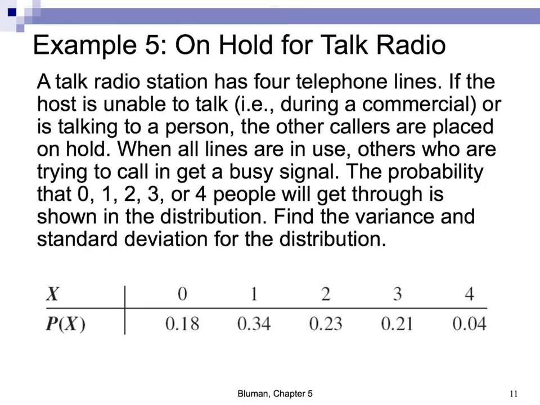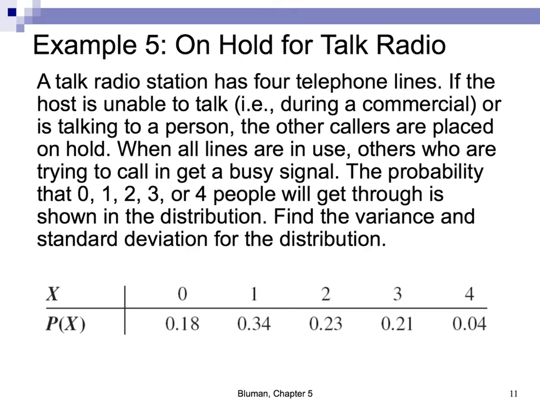Same type of thing here. So example number 5 is on hold for talk radio. Talk radio has 4 telephone lines. If a host is unable to talk or a talking person, the other callers are placed on hold. So this was the probability that 0, 1, 2, 3, or 4 will get through. It looks like most of the time one person's going to get through, right? Yeah, most of the time.